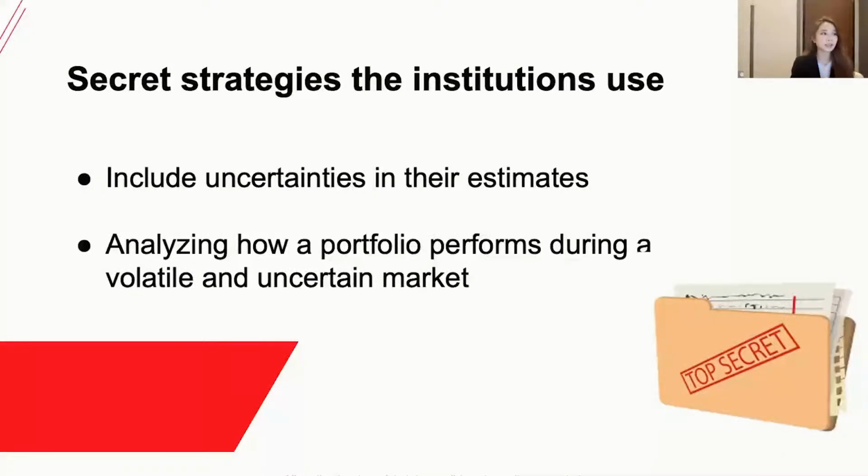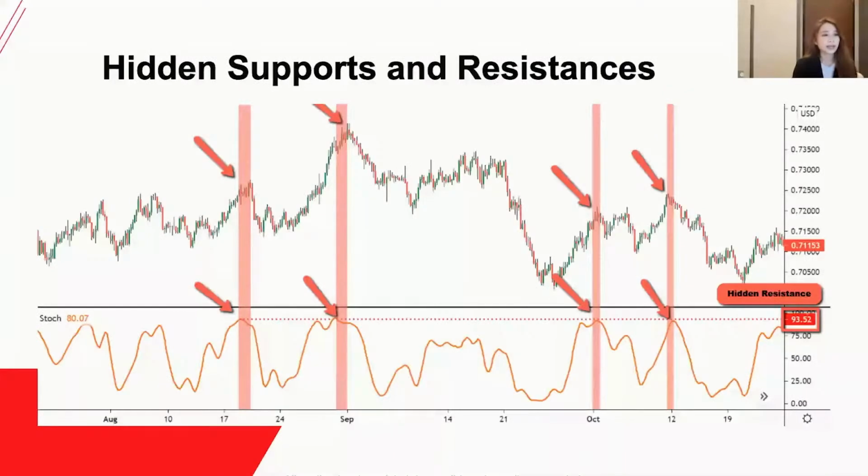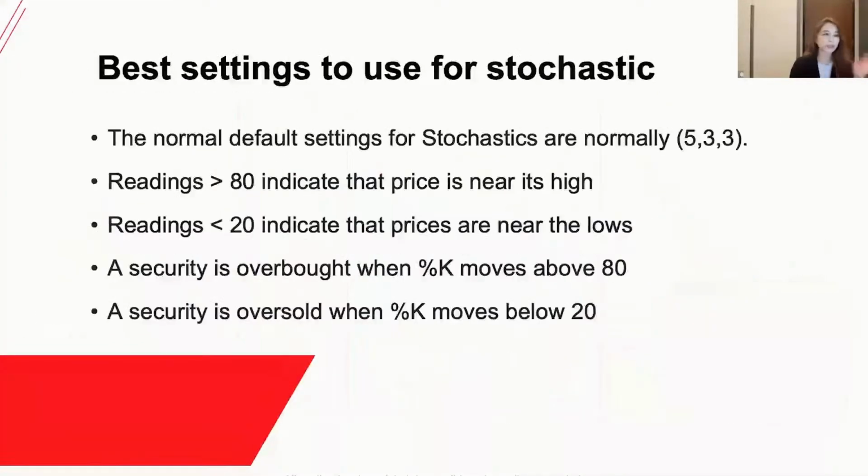Some of the secret strategies that institutions use, or that I sometimes showcase in some of the webinars we have had where I use stochastics as the indicator, include the uncertainties of their estimates and analyzing how a portfolio performs during a volatile and uncertain market. So we are looking at something called hidden support and resistance. Backtracking a little bit, on this slide we are looking at highs that are at 80 and lows that are about 20, so we are treating these two as resistance and support.